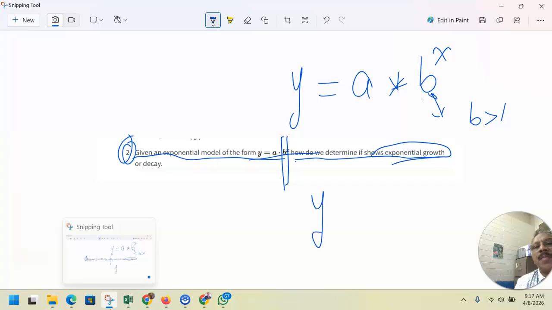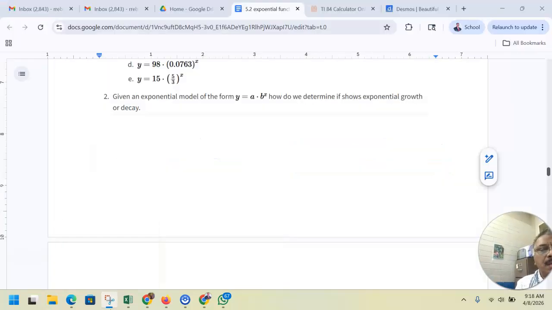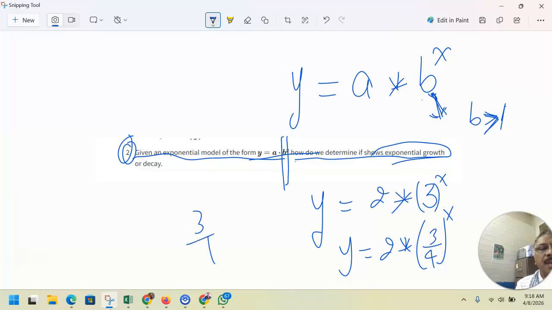One example is, b is greater than 1, okay, so an example could be 2 times 3 raised to x. See? This 3 is greater than 1. And another example I can give is 2 times 3/4 raised to x. See? This b is 3/4, and 3/4 is less than 1. So when b is 3/4, there is exponential decay.